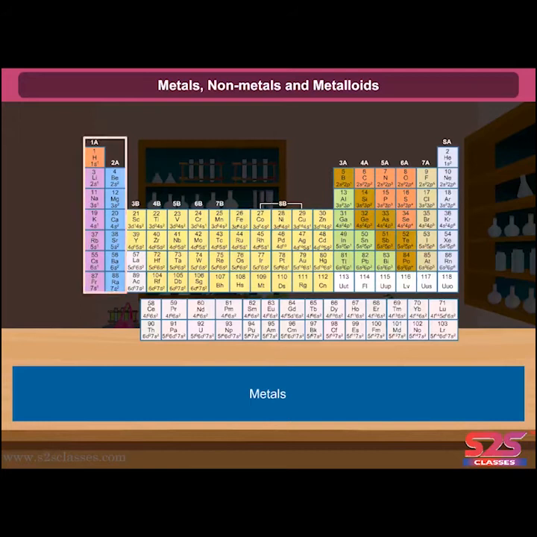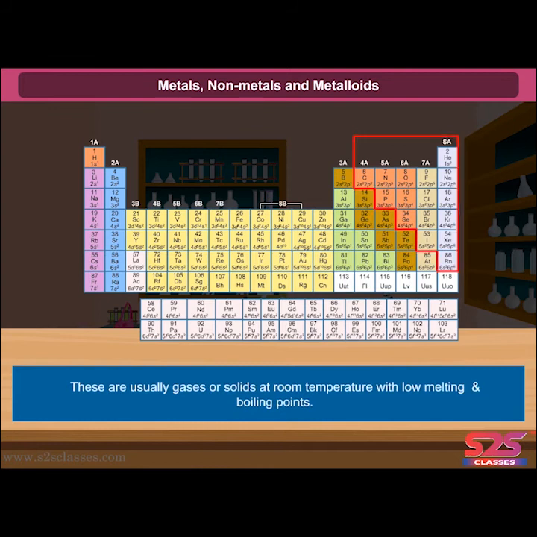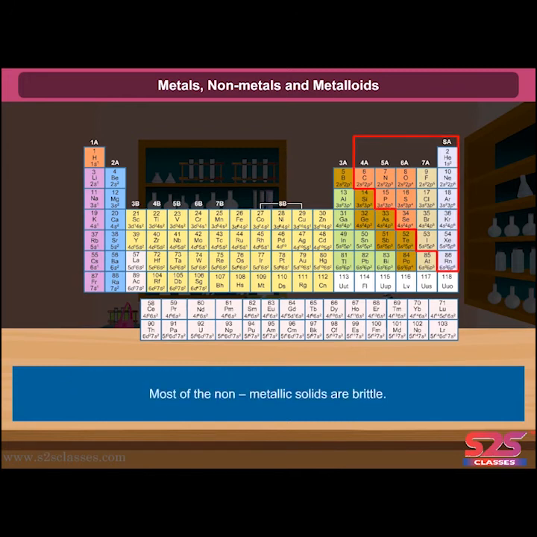Metals are present on the left side of the periodic table. These are usually solids at room temperature. These have high melting and boiling points. These are malleable and ductile. Non-metals are present on the top right-hand side of the periodic table. These are usually gases or solids at room temperature with low melting and boiling points. Most of the non-metallic solids are brittle.